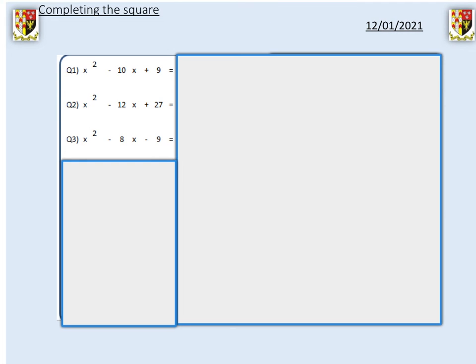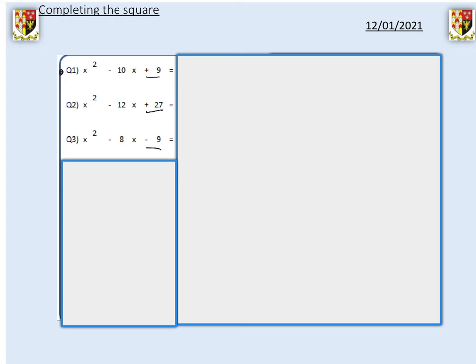Okay, I'm just going to do a couple of examples where we've got another term on the end. So far, we've only looked at where we've got an x squared term and an x term, but we may have a constant term on the end, which is just a number on the end. So in question 1, the constant term is +9. On question 2, the constant term is +27. And on question 3, the constant term is just -9.